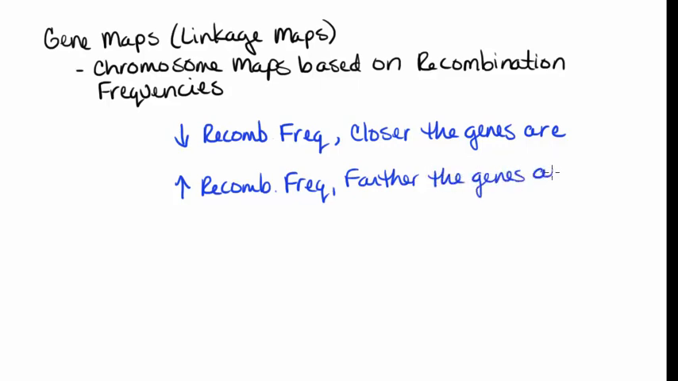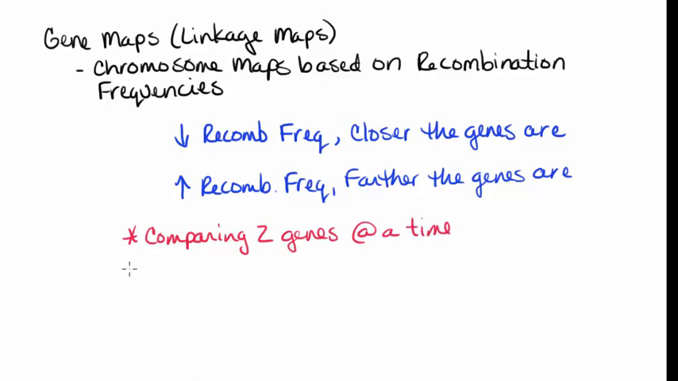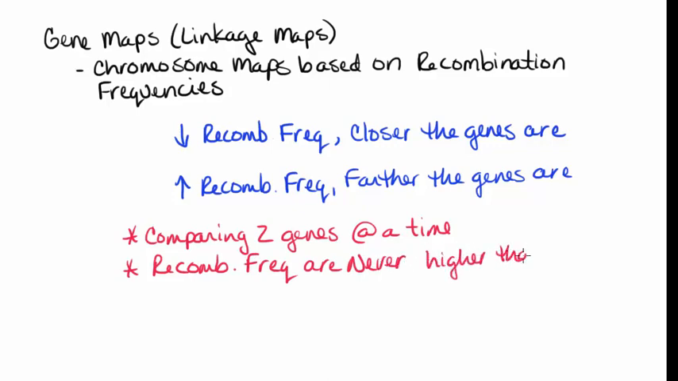With this, a few things to remember: we're always comparing two genes at a time. Another thing to remember is that the recombination frequencies are never higher than 50%. And the reason for that is that, remember, 50% indicates independent assortment.